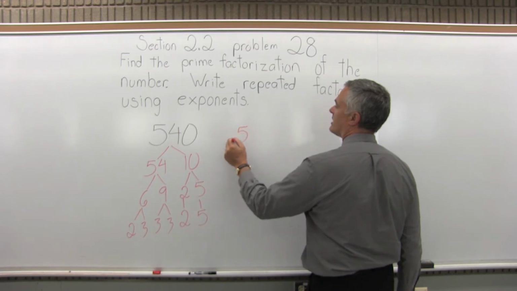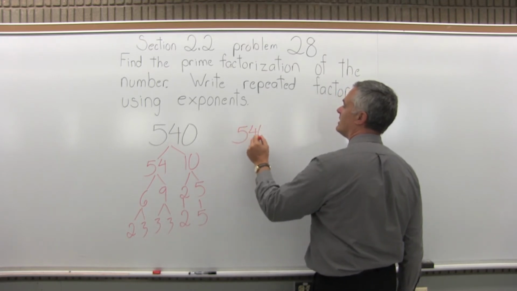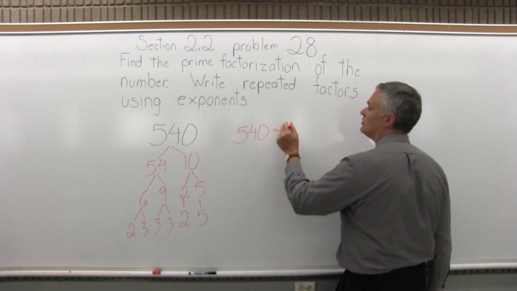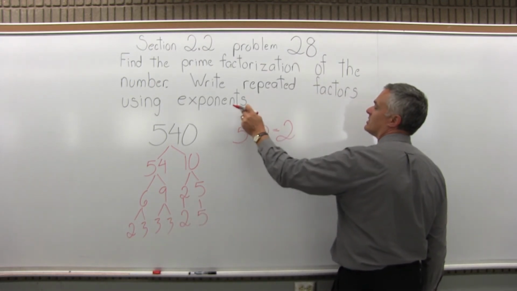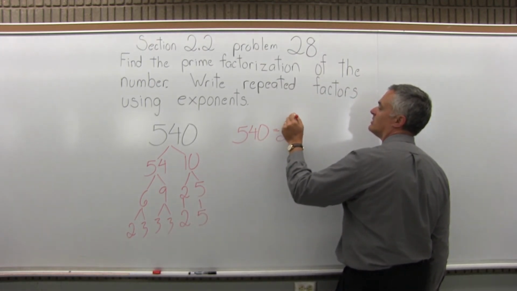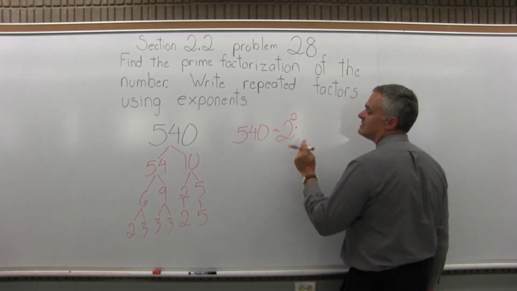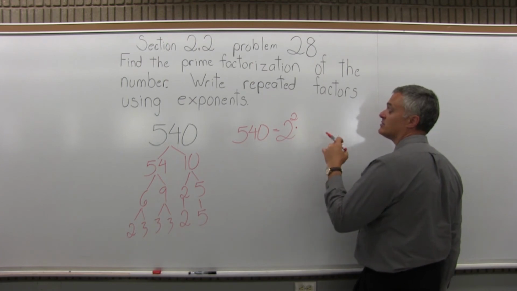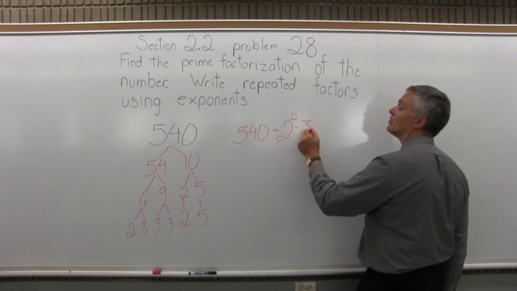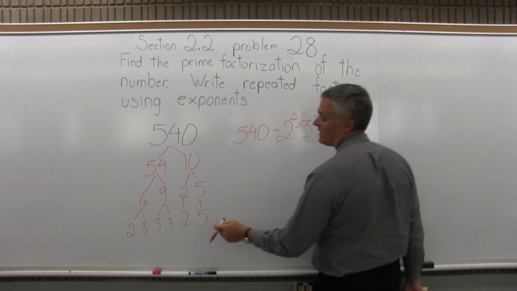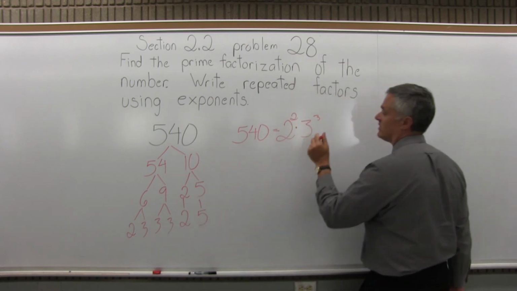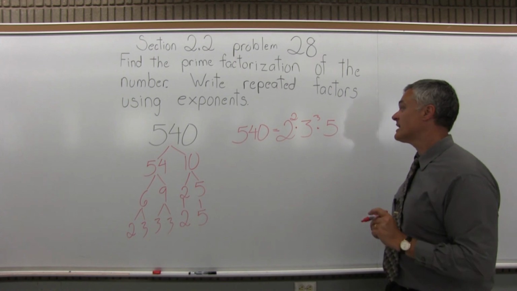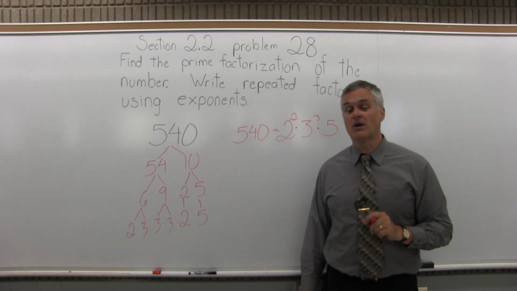So for my prime factorization, I'll write 540 equals, so I'll start with the 2, the smallest prime. There are 2 of them. And again, because the instructions said to use exponents, instead of writing 2 times 2, I'll write 2 to the second. Same thing with the 3s. I have 3 of them. Instead of writing 3 times 3 times 3, I'll write 3 to the third. And then 5 only shows up once, so I'll write times 5. So 540 equals 2 to the second power times 3 to the third power times 5.